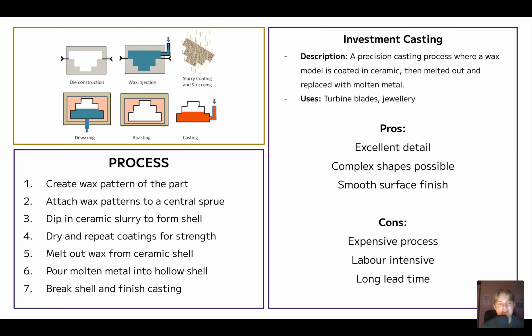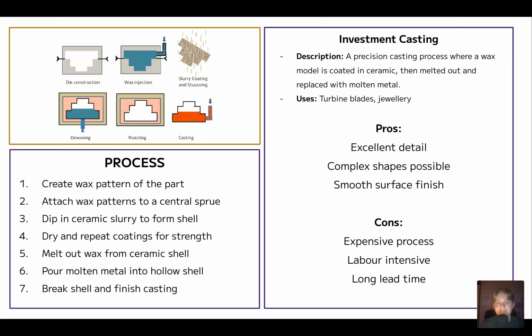You wait for that ceramic shell to dry and repeat that to increase the strength, at which point you can then heat up that ceramic shell to melt out the wax from the center, and then you can pour into that ceramic shell the molten metal and break the shell to finish the casting.